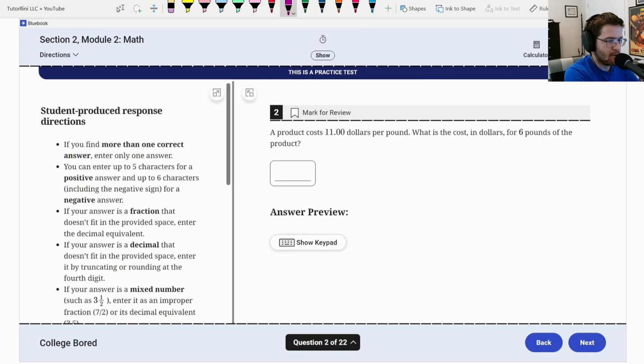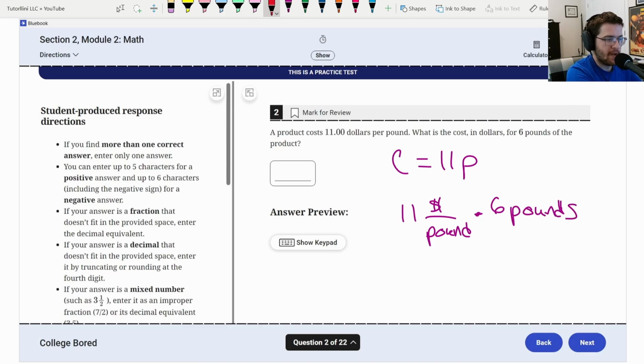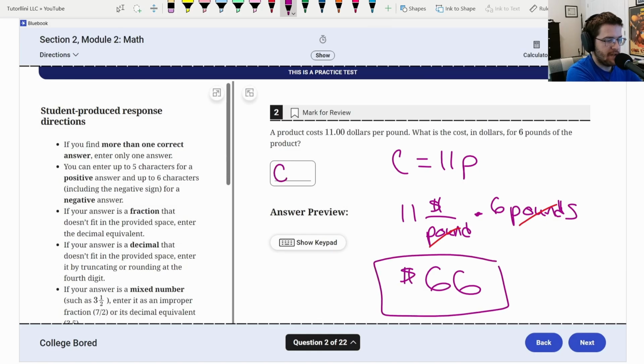So we could make a little equation like C equals 11p. This word "per" often tells us this is a rate of change, so it's something we're going to multiply by. You could also think about it as a unit conversion, like $11 per pound. And then if we multiply that by 6 pounds, we see that the units of pounds cancel, and we're left with dollars, which is what we want. So 11 times 6 is 66. So we should get $66. And that is our answer.